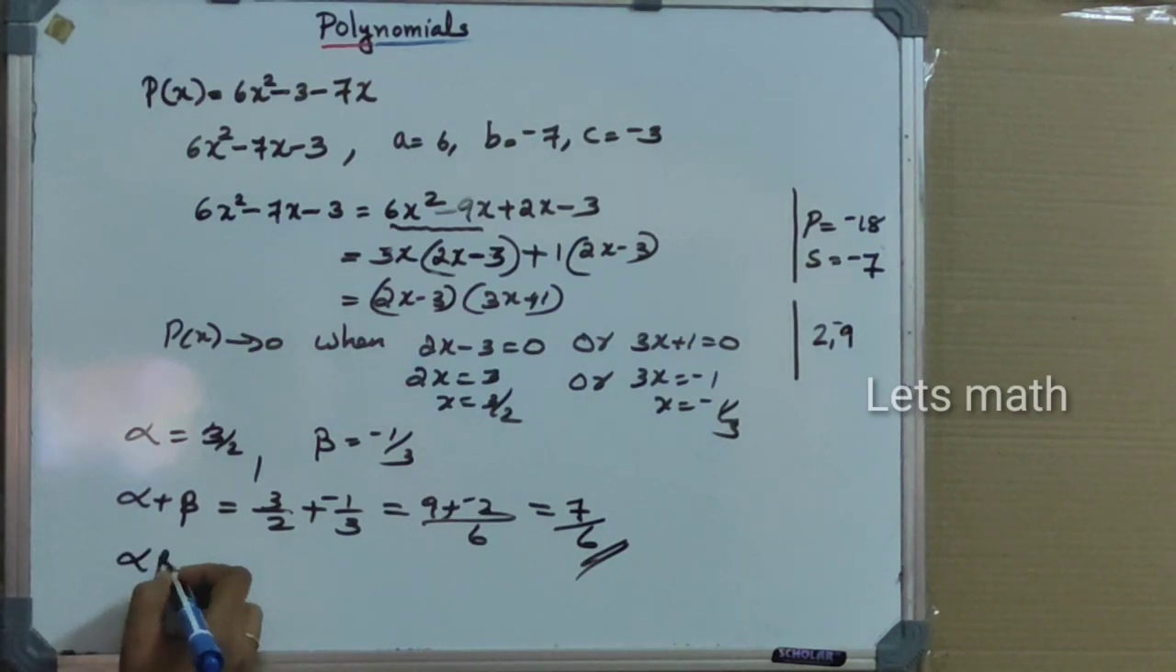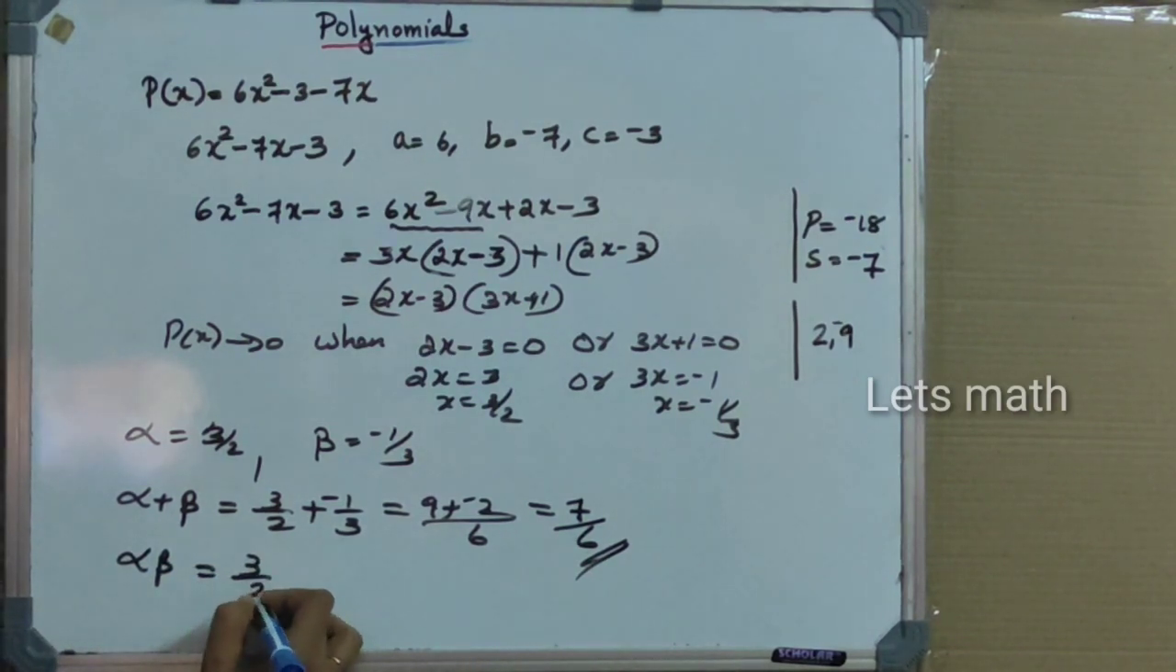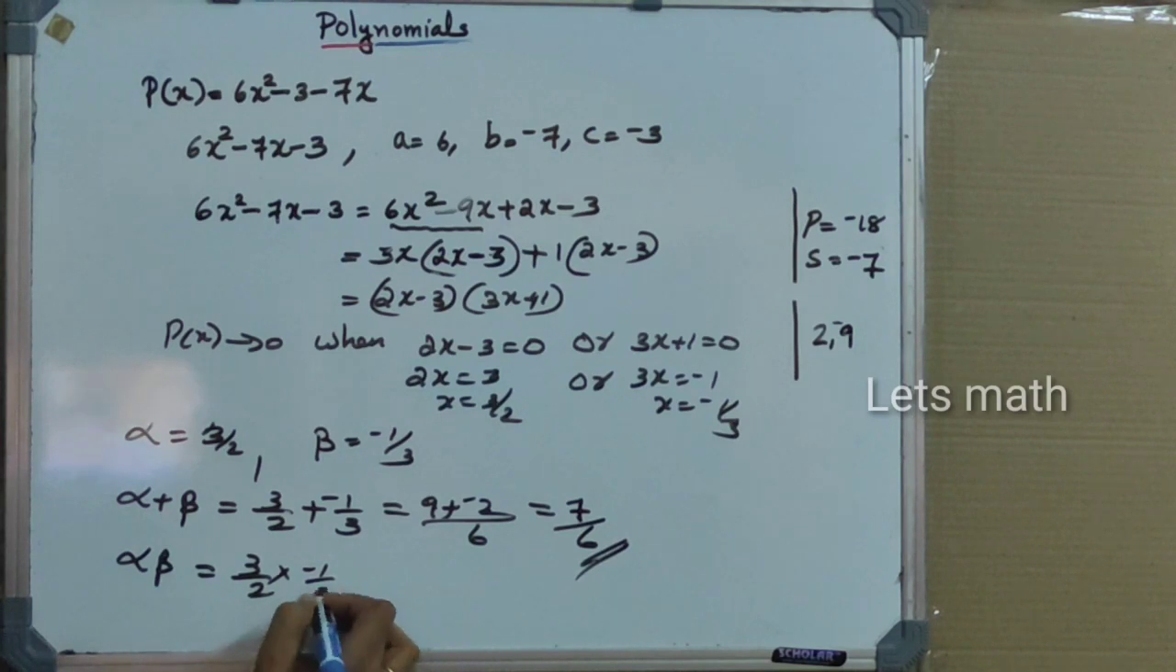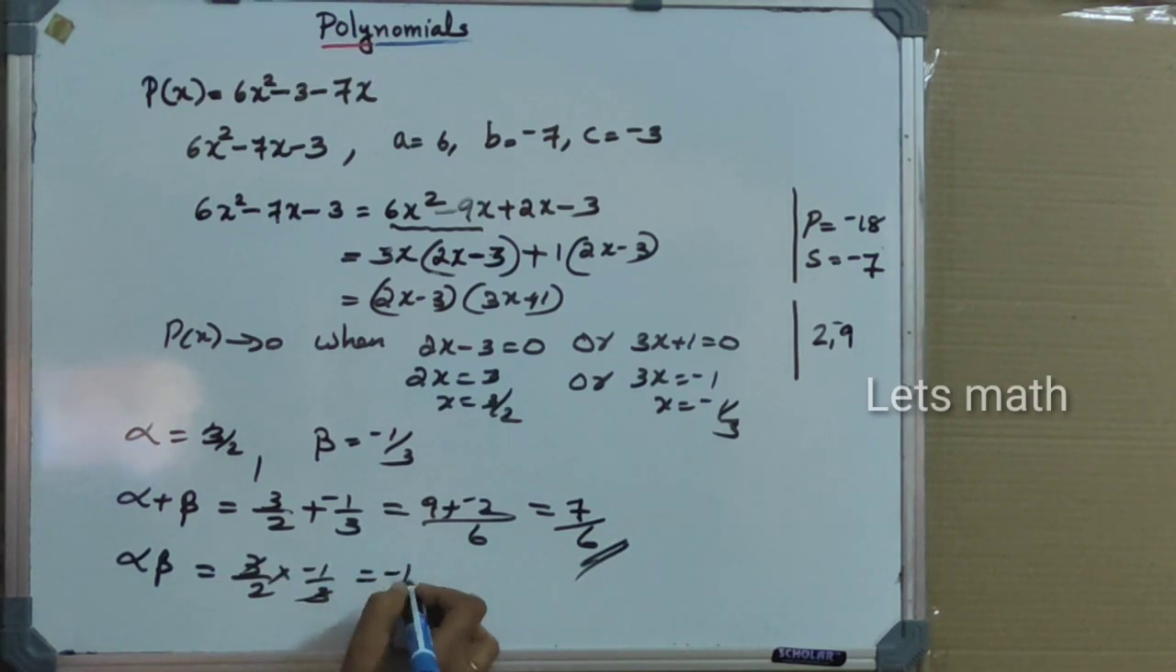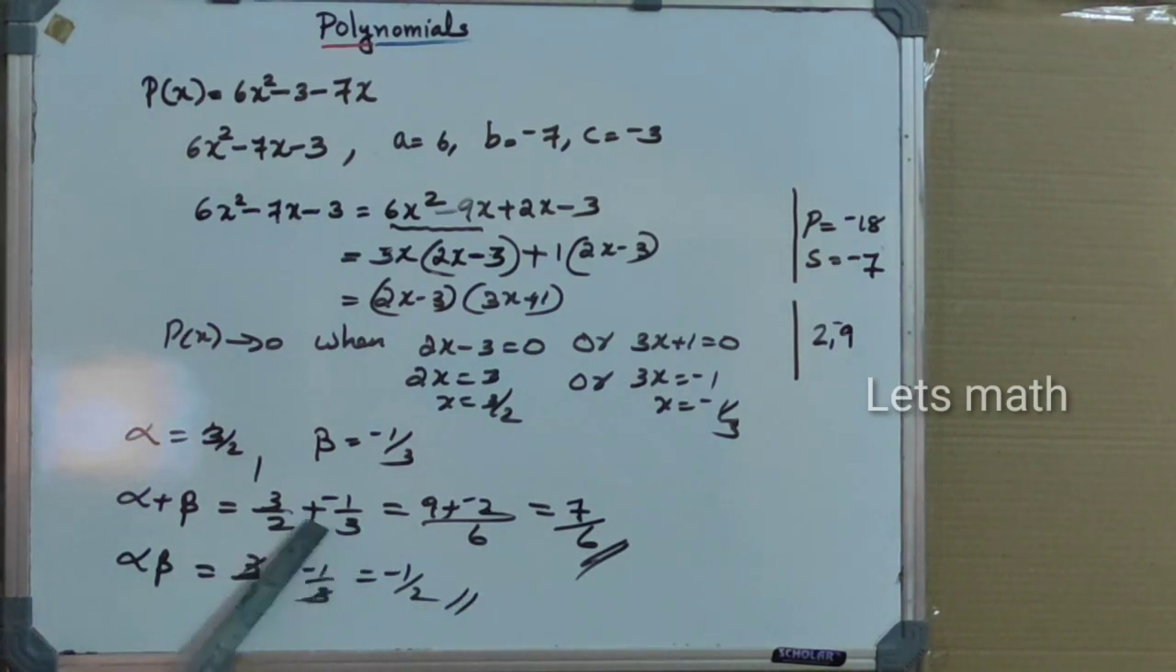Now the product of the zeros, alpha beta. 3 by 2 into minus 1 by 3. 3 you can cancel. So 1 by 2. Alpha beta is 1 by 2. Now see, just be careful while adding with this cross product. 3 into 3, 9. Minus 1 into 2, minus 2. Then the denominator will be the product of the denominators. 2 into 3, 6. 3 into 3, 9.